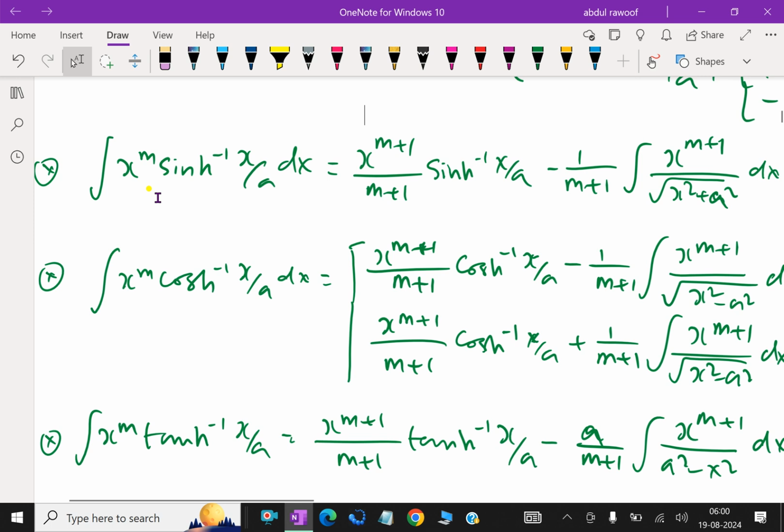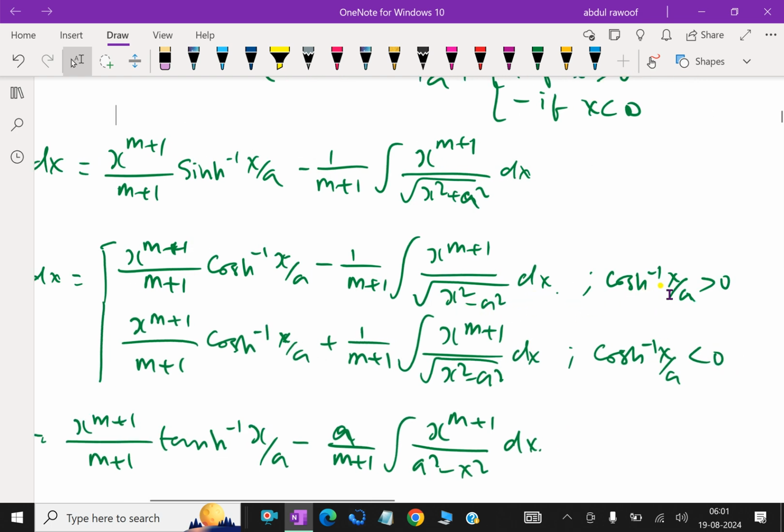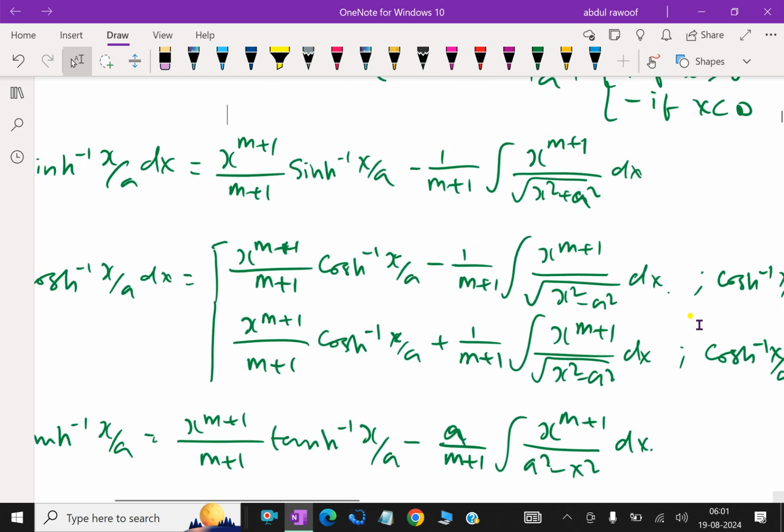Next, integral x power m of cosh inverse (x/a) dx is having two situations. First one, x power m plus 1 over m plus 1 into cosh inverse (x/a) minus 1 over m plus 1 integral x power m plus 1 over square root of x square minus a square dx, where cosh inverse (x/a) is greater than 0, that is positive.